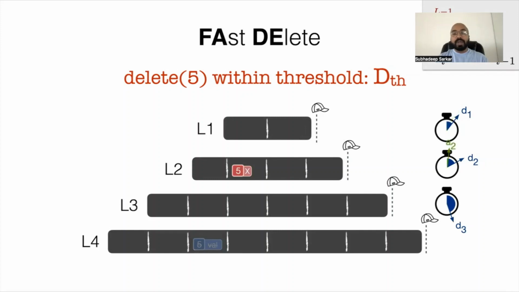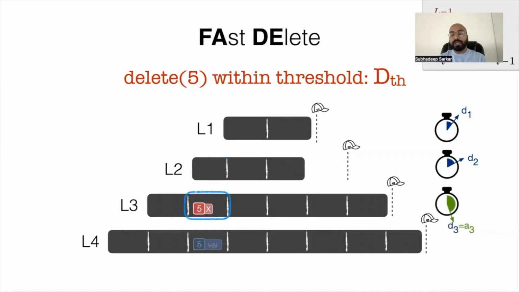Now, if it happens so that in level 2, when we start the timer, after some point in time, we see that the timer is greater than the threshold that we set, that is A2 is greater than or equal to D2, then FADE comes into the picture. FADE comes into the picture by triggering a compaction. So note that this compaction is not based on the level saturation. It is based on how long a tombstone can live in a particular level. And it triggers the compaction, making sure that the tombstone that is present in level 2 moves down to level 3. Once it moves down to level 3, the same thing happens.